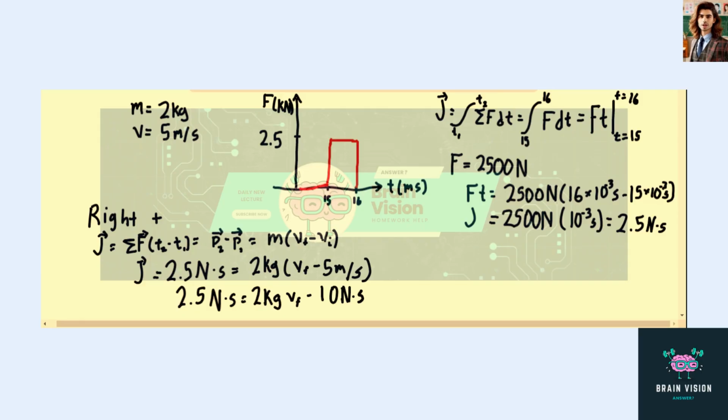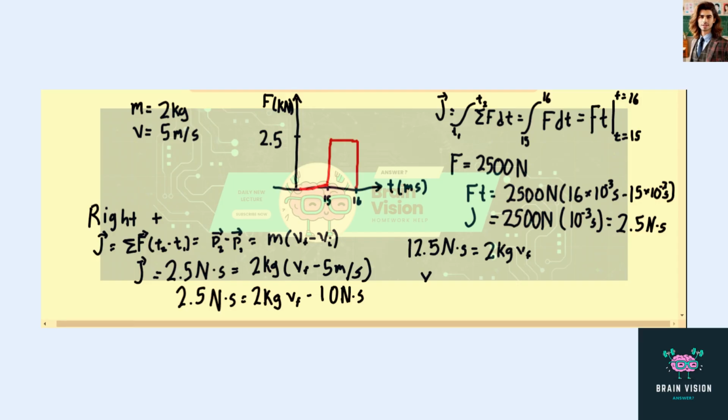We want to try and find out what v final is, so let's add the 10 newtons on the right-hand side of our equation to the 2.5 newtons on the other. That'll give us 12.5 newton seconds equal to 2 kilograms times the final velocity.